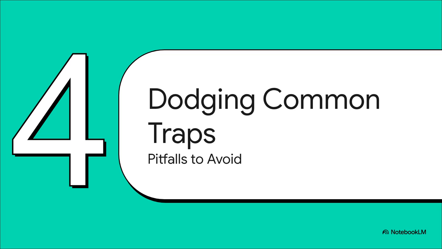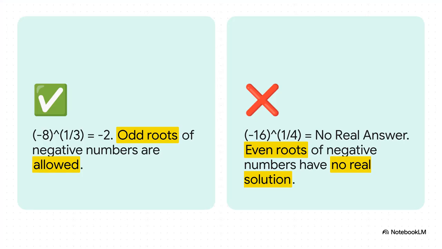Okay, so you've seen how powerful this is. But with great power comes, well, a few common traps you need to watch out for. These are the little things that can trip you up if you're not paying attention. Trap number 1 has to do with negative numbers. Here's the deal. It's totally fine to take an odd root of a negative number. For example, the cube root of -8 is -2. Why? Because -2 times -2 times -2 is -8.